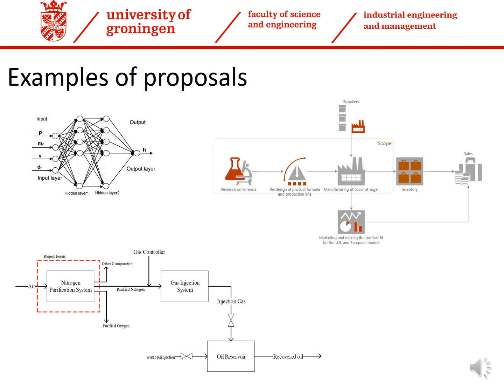These are just some examples of projects that we have worked on in the past. We work a lot with artificial intelligence to solve different problems. We work a lot with the food industry. This is an example of manufacturing coconut sugar in Indonesia. And this is an example, also, we work a lot with Shell. No, sorry, this is actually for recovering oil. This is one of the competitors of Shell. This is not directly from Shell.